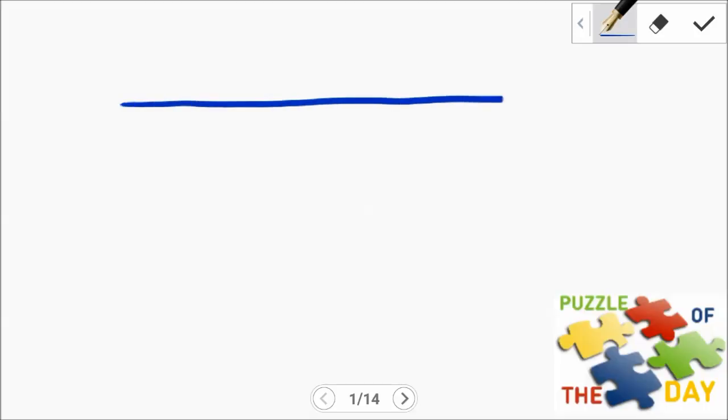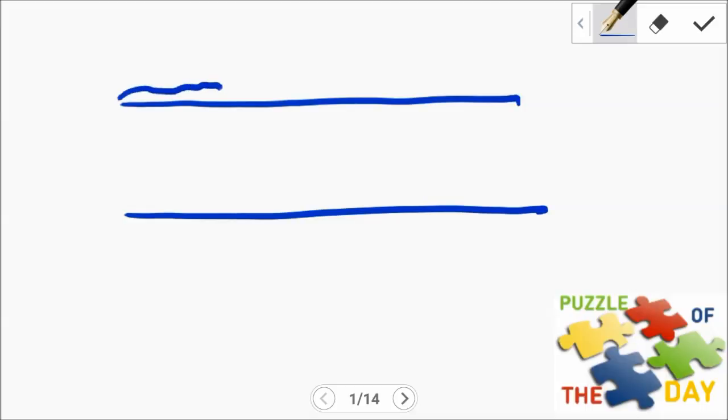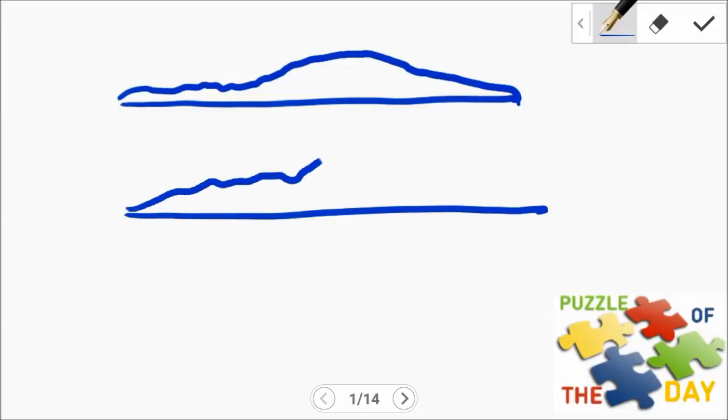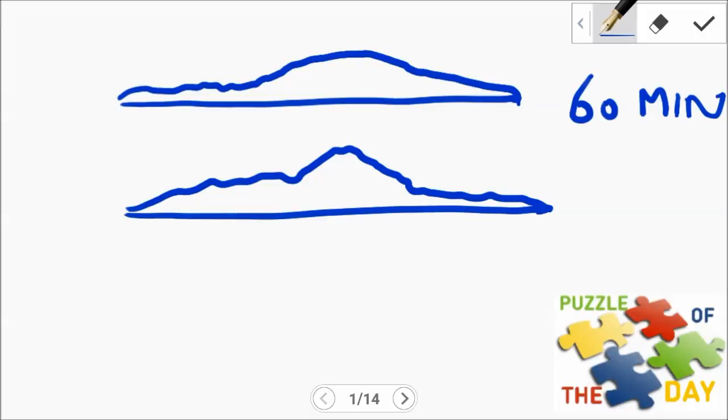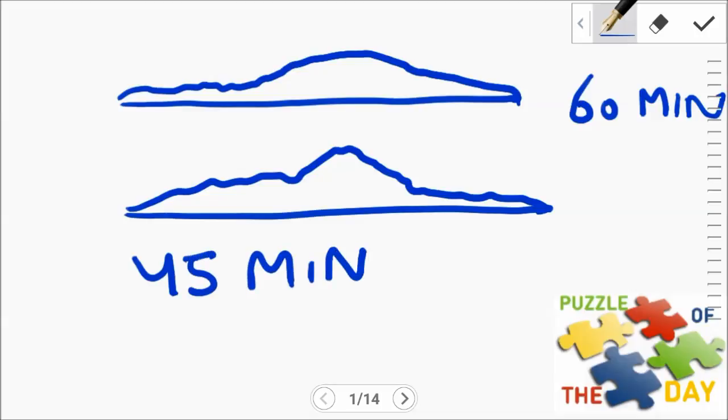So our problem is you are given two ropes of non-uniform length. Let's make them a little bit non-uniform so that it's easier to visualize. The condition that you have been given is both of these ropes can burn exactly in 60 minutes. What we need to do is measure exactly 45 minutes of time using these two ropes. So the question is pretty clear.